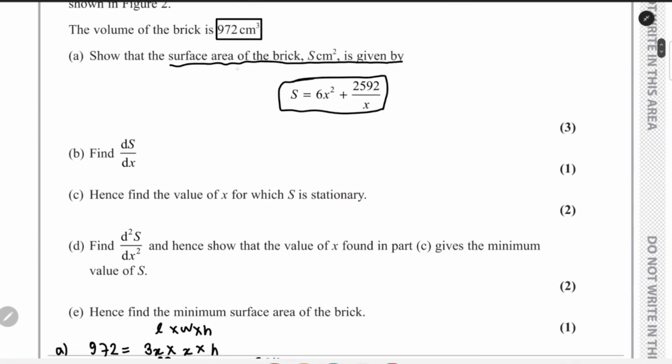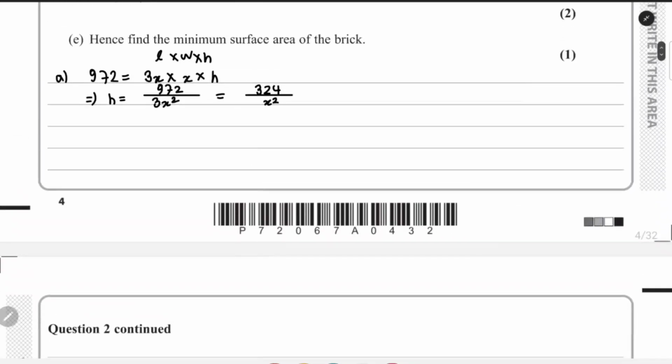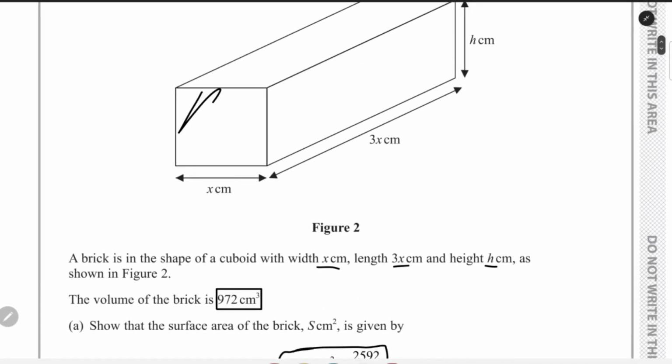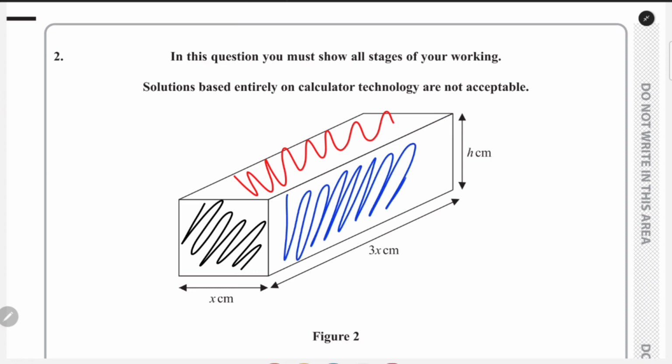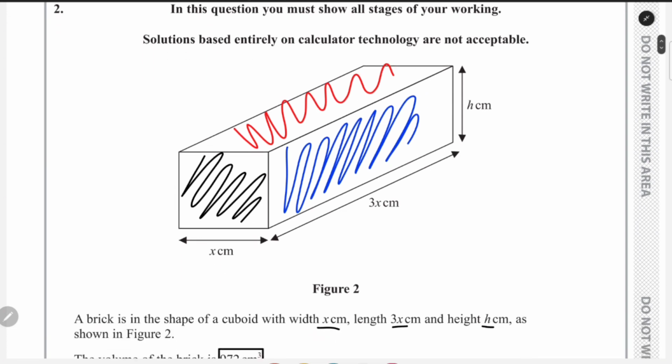Now we have to find the surface area of the brick. The brick has 6 surfaces: this and the one on the opposite side, this and the one on the bottom, both of them would be the same, and this face and the one on this side. So we have to find the black area and multiply it by 2, find the red area and multiply it by 2, and find the blue area and multiply it by 2.